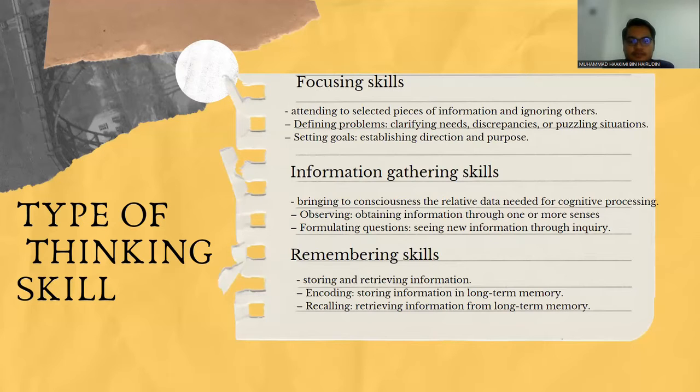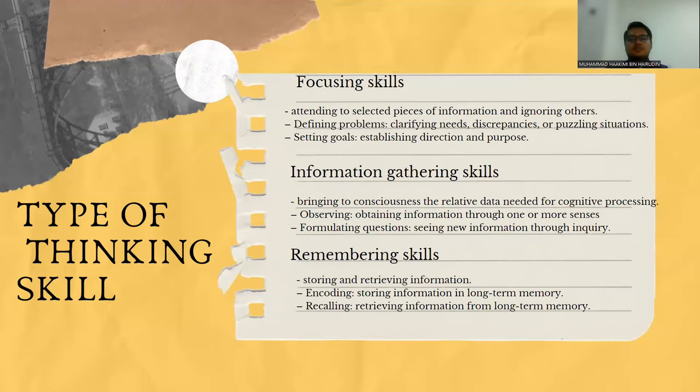The second one is types of thinking skills. The first one is focusing skills, by attending to selected pieces of information and ignoring others. By defining problems, clarifying needs, discrepancies, or puzzling situations. And we should set our goals, establishing direction and purpose.